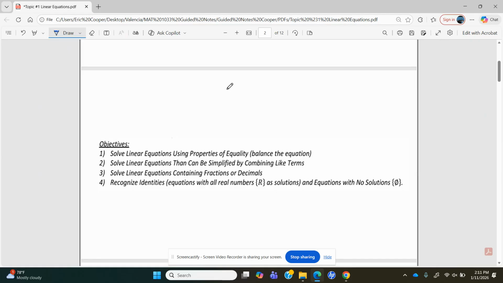We're going to show you how to solve linear equations that can be simplified by combining like terms. We're going to go through and work with linear equations that involve fractions or decimals. And we're going to be able to recognize linear equations that have both real and no solutions.